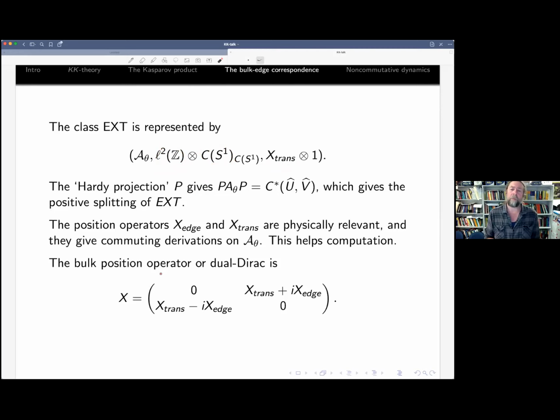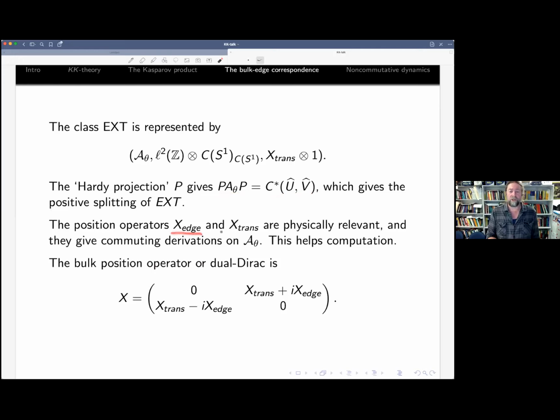And if you think about the Hardy projection of this guy, so the projection onto the non-negative spectrum, you can compress everything in the rotation algebra by that projection, and you pick up the middle algebra in our exact sequence. So by coming up with this representative, we are also coming up with the positive splitting of our exact sequence. They're not entirely equivalent bits of information, but it's not far off.